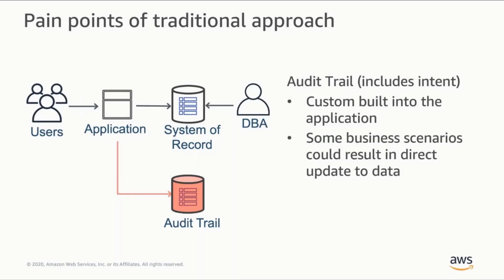In addition, there are invariably going to be legitimate business scenarios that are so rare, the functionality to handle it isn't built into the application. In this case, a typical outcome is that the data will be updated directly through a version-controlled script. However, this has the result of them bypassing the audit trail. So how might a future state architecture look using QLDB?